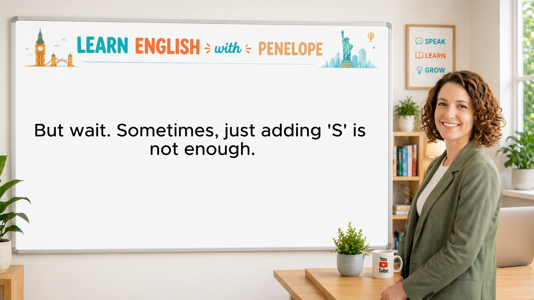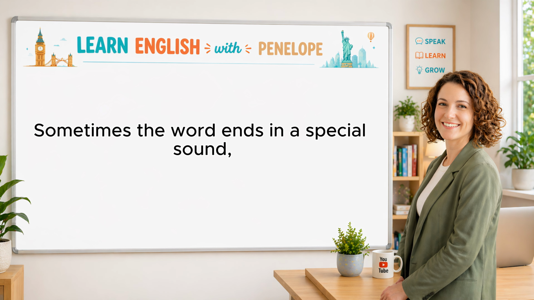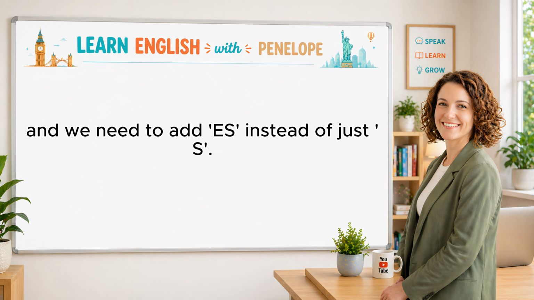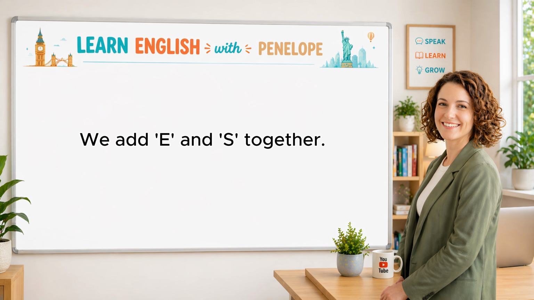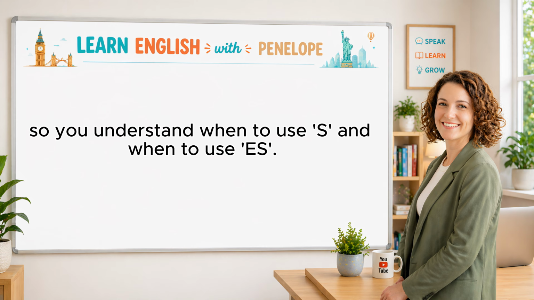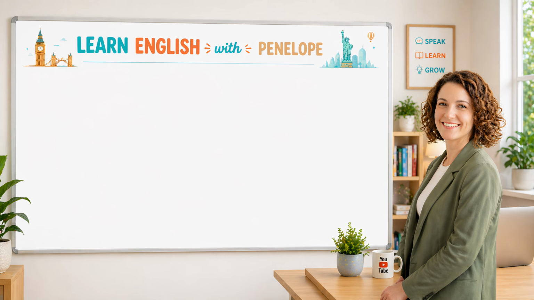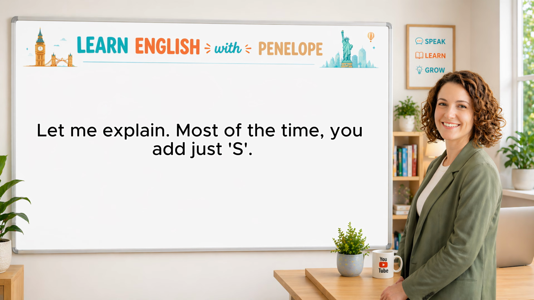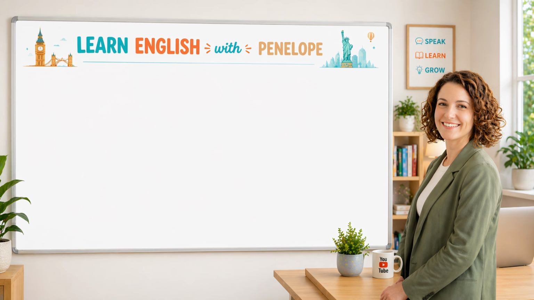But wait, sometimes just adding S is not enough. Sometimes the word ends in a special sound, and we need to add ES instead of just S. We add E and S together. We will look at this very carefully so you understand when to use S and when to use ES. Let me explain. Most of the time, you add just S, but when a word ends in certain letters, you need to add ES. These letters are S, X, Z, CH, and SH. If a word ends with any of these sounds, you must add ES.